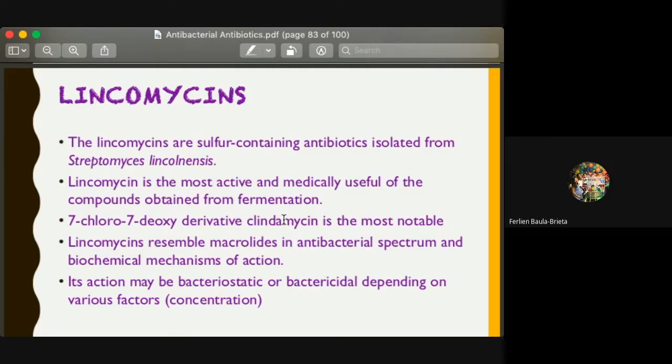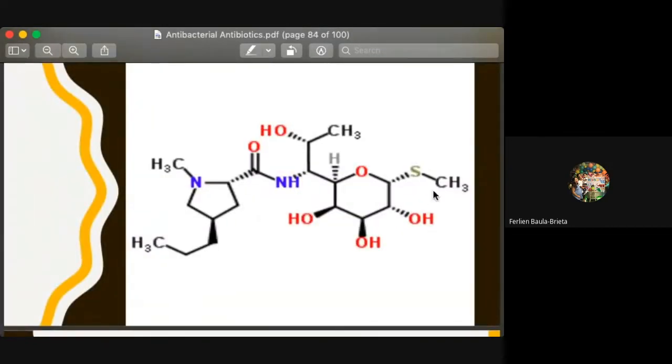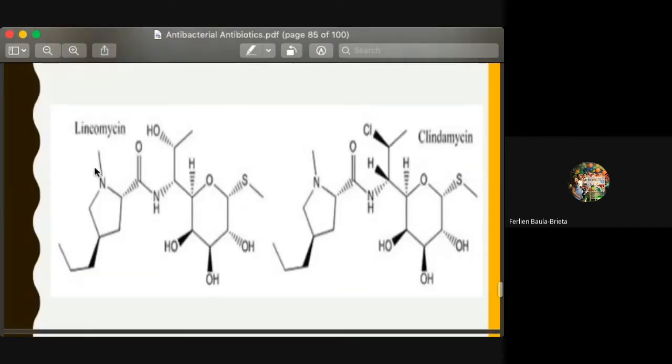So its action may be bacteriostatic, as I've mentioned a while ago, but sometimes lincomycin can be bactericidal depending on the concentration. The same is true of our aminoglycoside, it acts on protein synthesis, but if you increase the concentration, they both can behave as bactericidal. So this is what our lincomycin looks like. It has sulfur here. So this is the original structure of lincomycin, and this is our clindamycin. So it has an addition of chlorine here, making it called clindamycin.